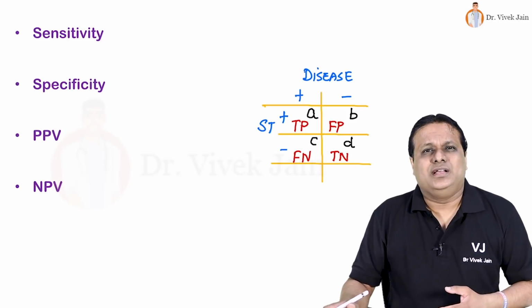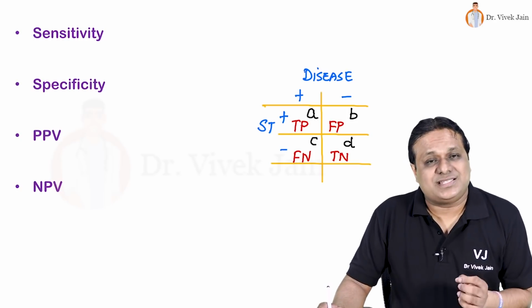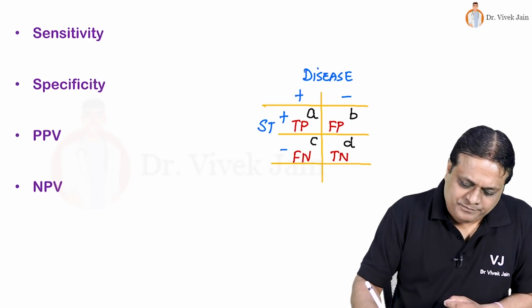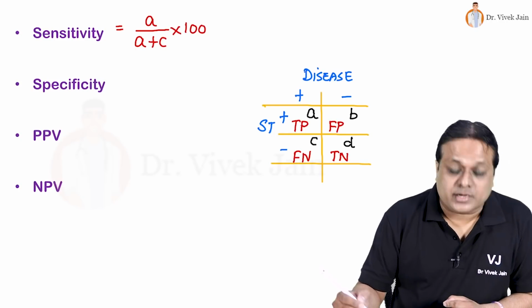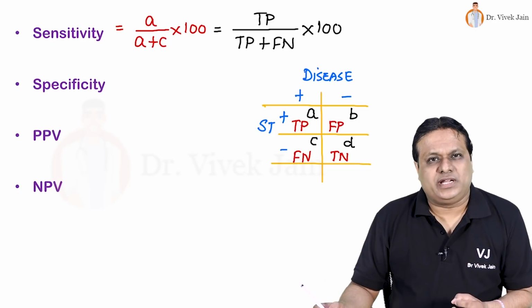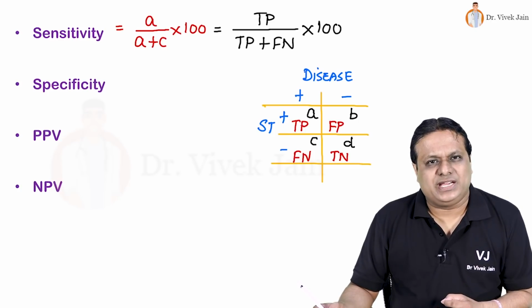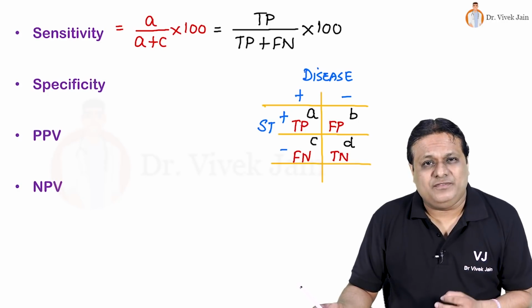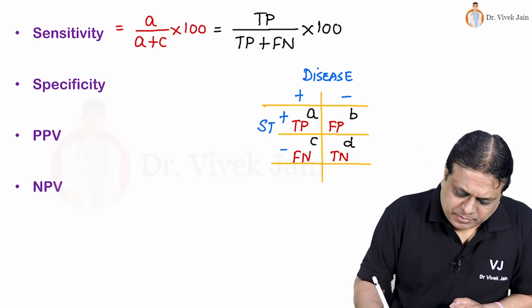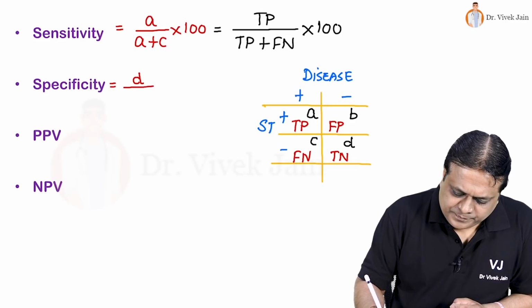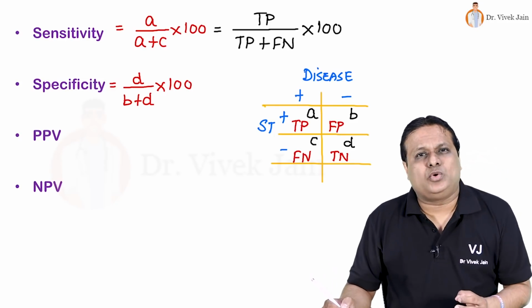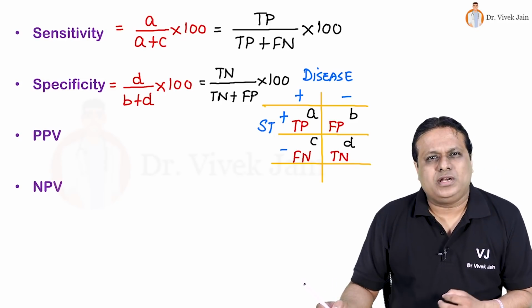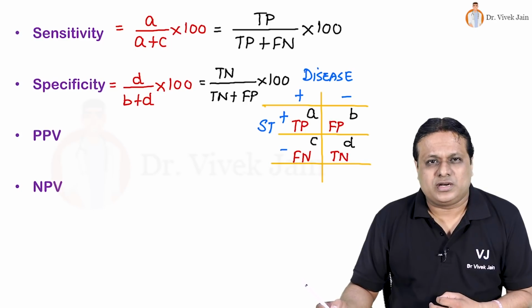So let us first look at usefulness of a screening test, given by sensitivity, the most important property. It is calculated by the formula A upon A plus C into 100, or I can say true positive divided by true positive plus false negative into 100. Specificity, which rules out a disease, is given by the formula D upon B plus D into 100, that is true negative upon true negative plus false positive into 100.